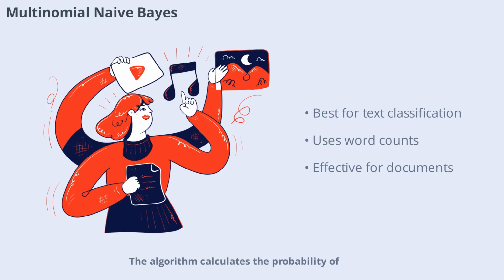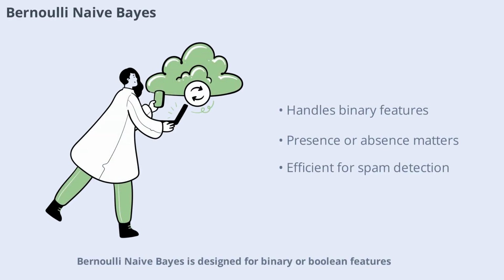The algorithm calculates the probability of each word belonging to a particular class, making it highly effective for text classification tasks. Bernoulli naive Bayes is designed for binary or Boolean features where each feature is either present or absent. It's often used in scenarios like spam detection, where the presence or absence of specific words matters more than their frequency. This approach is simple and efficient for datasets with binary attributes.